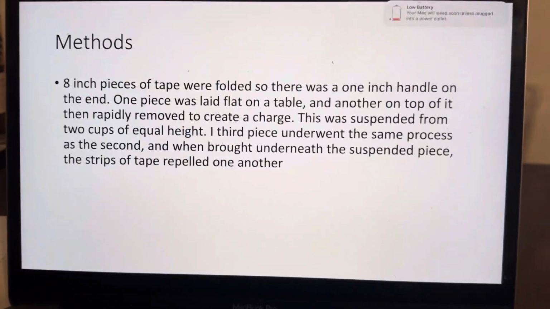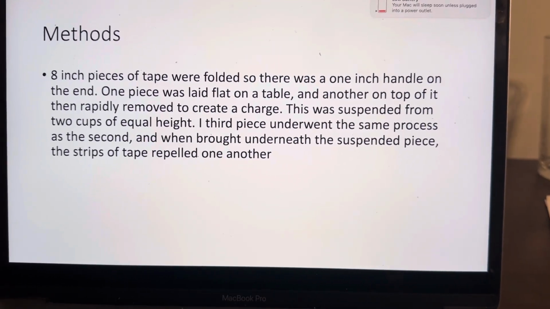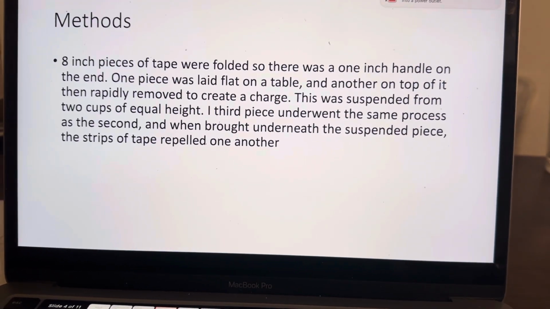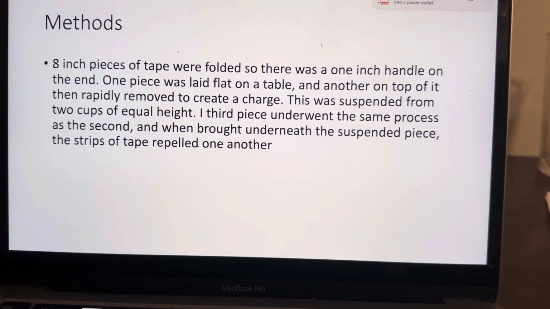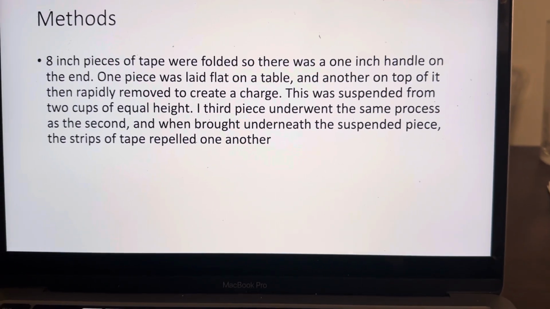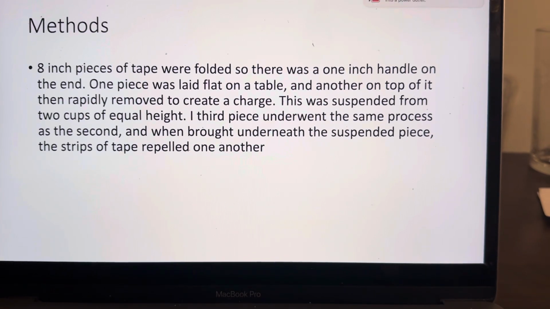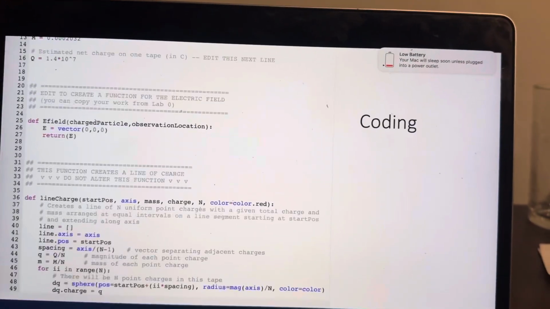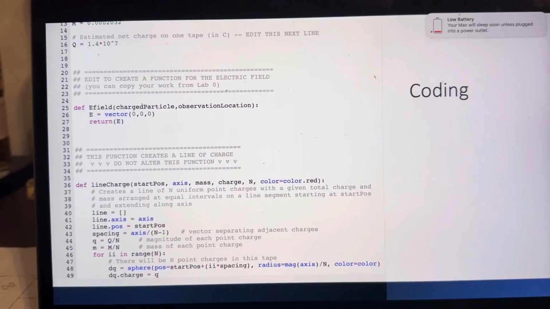So the methods: 8-inch pieces of tape were folded so that a 1-inch handle on the end was available, so that you could hold it without getting your hand stuck. One piece was laid flat on the table and then another on top and then rapidly removed to create a charge. This was suspended from 2 cups of equal height. A third piece underwent the same process as the second, and when brought underneath the second piece, the strips of tape repelled each other. So here is the code we used.